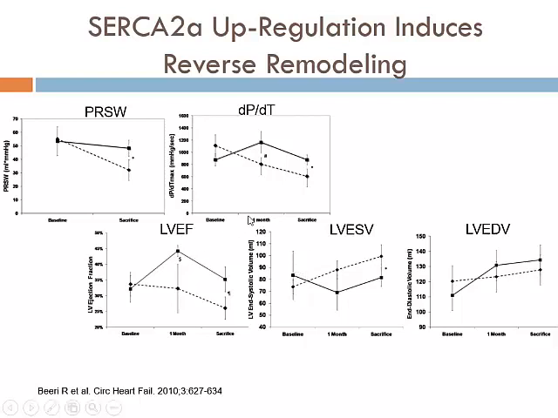And as you can see, in those animals in which SERCA2 was upregulated, the contractility was preserved, as manifested again by preload recruitable stroke work and dP/dt. The left ventricular ejection fraction was actually not dissimilar when using the repeated measures ANOVA during the test, and their volumes were reduced in those animals.